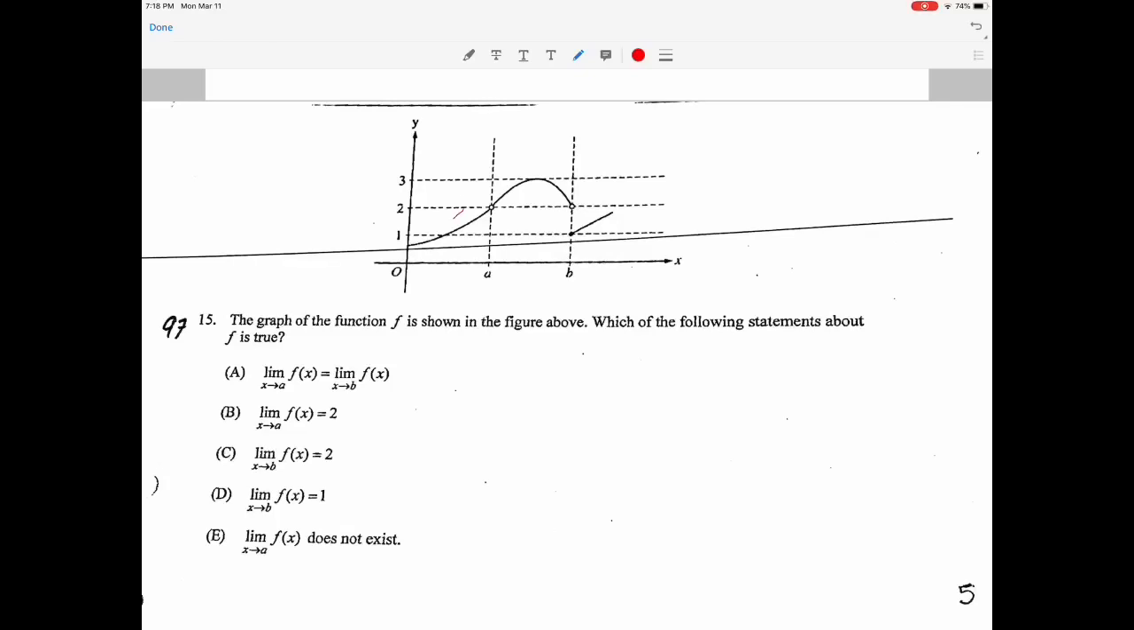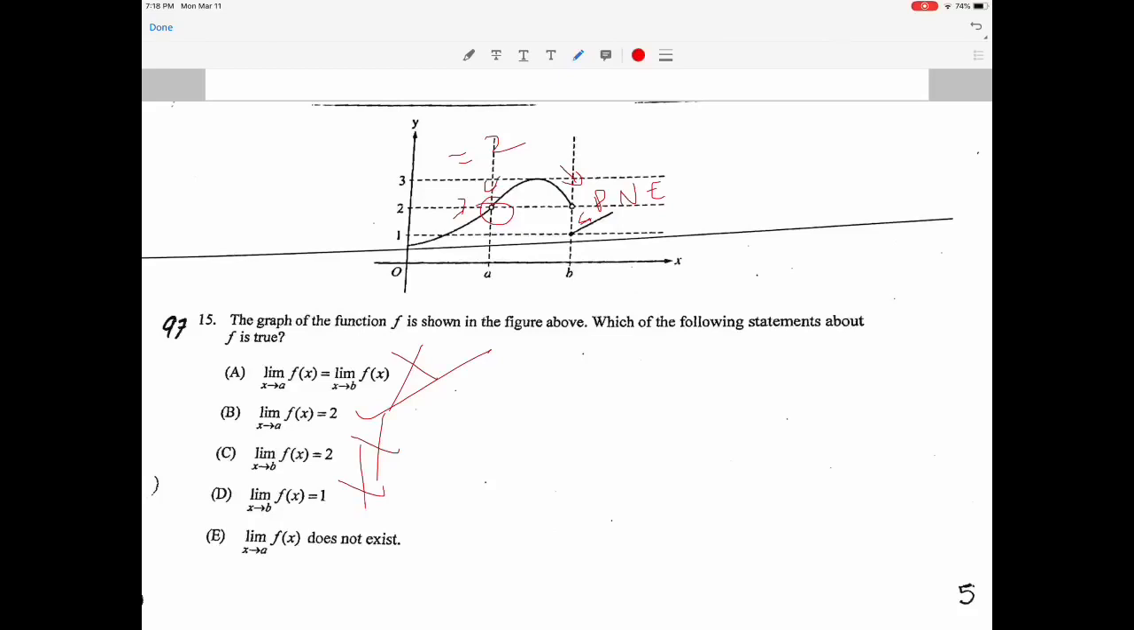Here the limit is equal to 2, and here the limit does not exist, since there is a jump. So the first one is wrong. Limit as x goes to a of f of x equal to 2. As we can see from both sides it equals 2, so the statement is correct. Limit as x goes to b equal to 2. It's wrong, as we said. The limit does not exist since the left and the right limits aren't equal.